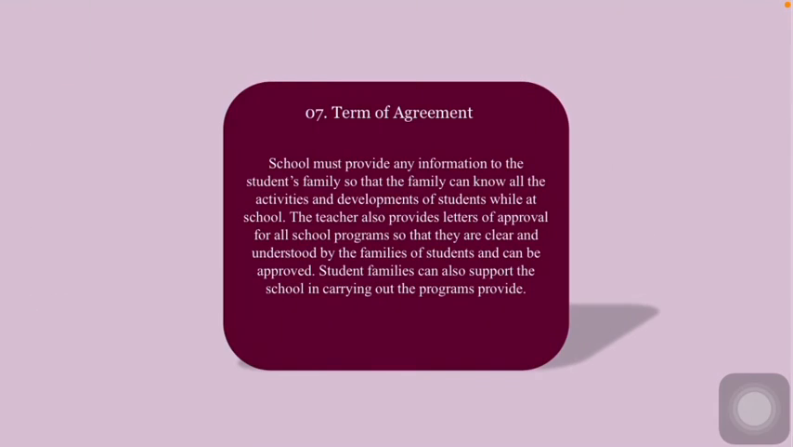Next is the last, terms of agreement. The school must provide any information to the students' families so that the family can know all the activities and development of students while at school. The teacher also provides letters of approval for all school programs so that they are clear and understood by the families of students and can be approved. And student families can also support the school in carrying out the programs provided.